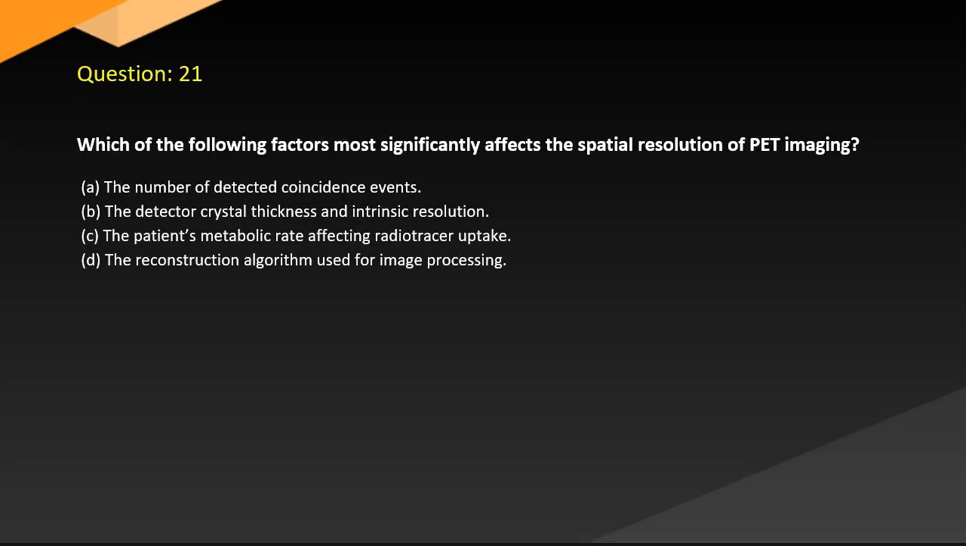Question 21. Which of the following factors most significantly affects the spatial resolution of PET imaging? A. The number of detected coincidence events. B. The detector crystal thickness and intrinsic resolution. C. The patient's metabolic rate affecting radiotracer uptake. D. The reconstruction algorithm used for image processing.